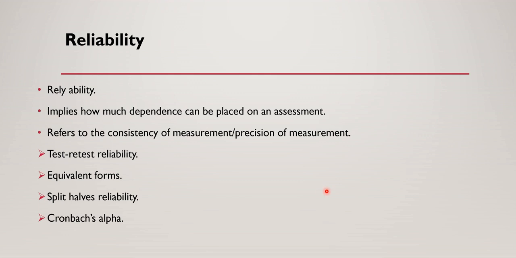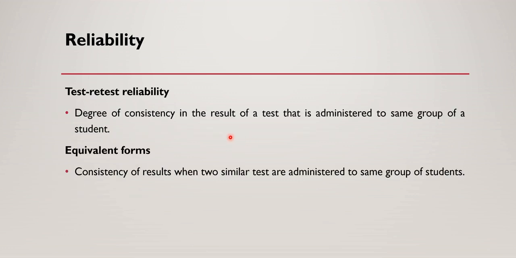Now next is reliability. So we can pronounce it as rely and ability. It implies how much dependence can be placed on an assessment. It refers to the consistency of measurement and precision of measurement. There are four types of reliability, that is test-retest reliability, equivalent forms, split halves reliability, and Cronbach's alpha. In test-retest reliability, the degree of consistency in the result of a test that is administered to the same group of students is checked. What is the degree of consistency in the result?